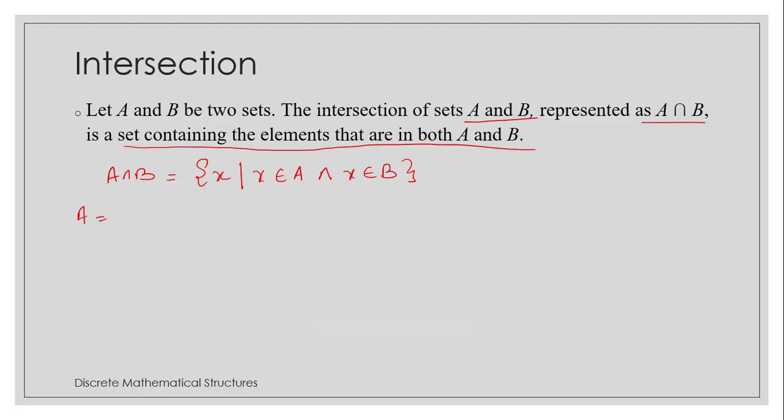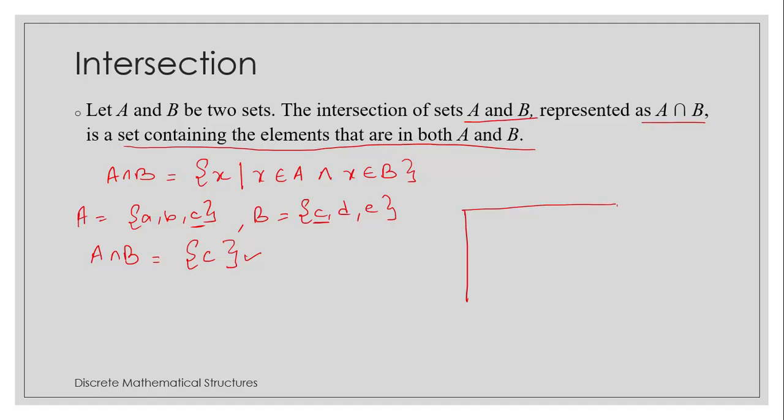Now again, let A be equal to {A, B, C} and B be equal to {C, D, E}. A intersection B will be equal to the set containing element C, because intersection will contain only the common elements that are present in both A and B. So C is present in both of them. This will be our answer.